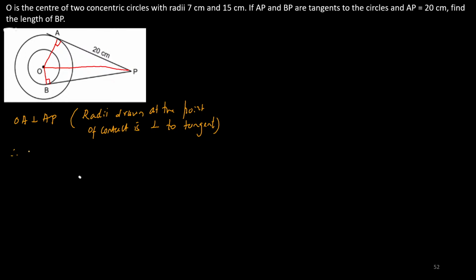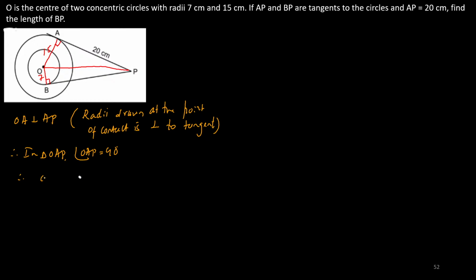So therefore in triangle OAP, angle OAP is equal to 90 degrees. So now apply Pythagoras theorem. It is given to you that the radius of the bigger circle is 15 centimeter and the radius of the smaller circle is 7 centimeter. Clear? So now I can say in triangle OAP, angle OAP is 90 degrees.